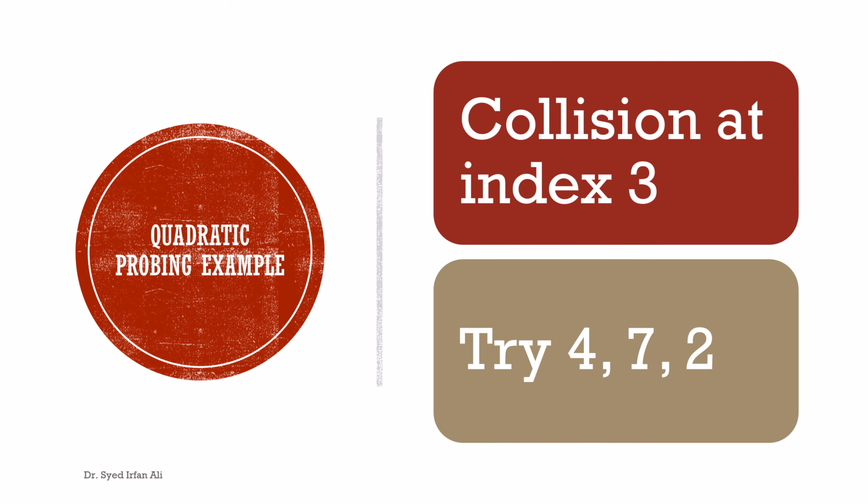If index 4 is full, then we try 3 plus 2 square, which is 3 plus 4 equals 7. Index 7 is also full, then we try 3 plus 3 square, which is 3 plus 9 equals 12. Since the table size is 10, we take 12 mod 10, which gives 2. So the probing sequence becomes 4, then 7, then 2. This way, quadratic probing jumps further, instead of moving one step at a time.